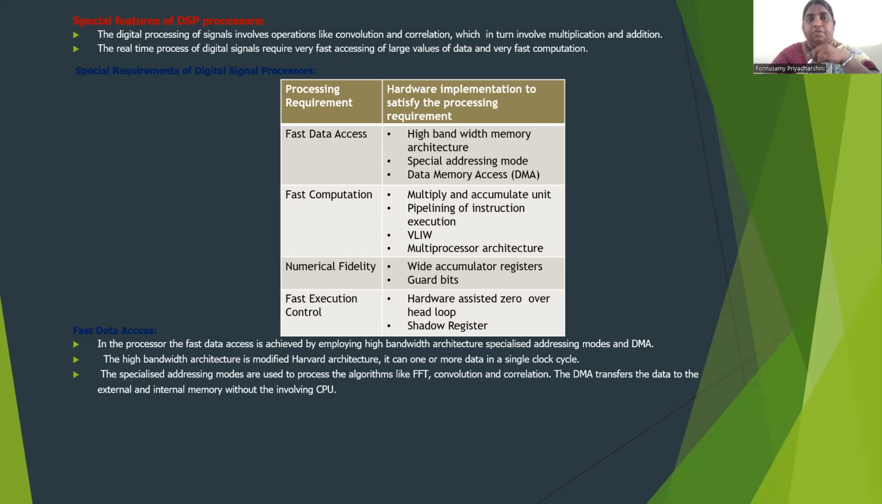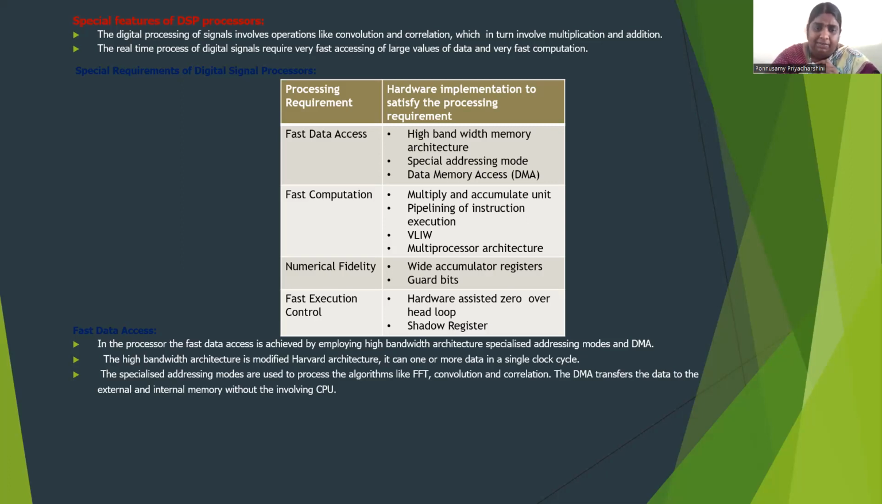The special requirements of signal processors are fast data access, fast computation, numerical fidelity, and fast execution control. Fast data access is available because of high bandwidth memory, special addressing modes and memory access, and direct memory access. Fast computation is possible because the multiplier accumulator unit and pipelining instructions are available. Numerical fidelity is achieved with the help of the accumulator registers and the guard bits. Fast execution control is available with the shadow registers and the overhead loop registers.